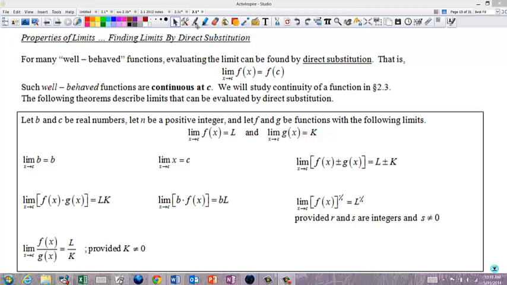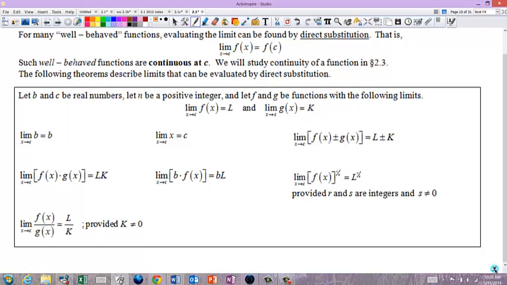Okay, this is on page 4 in your packet. Properties of limits, finding limits by direct substitution. For many well-behaved functions, evaluating the limit can be found by direct substitution. That means the limit as x approaches c of f of x equals f of c. And this only works for continuous functions, and we'll study continuity in section 2.3. The following theorems describe limits that can be evaluated by direct substitution.